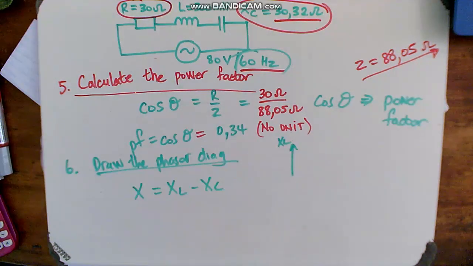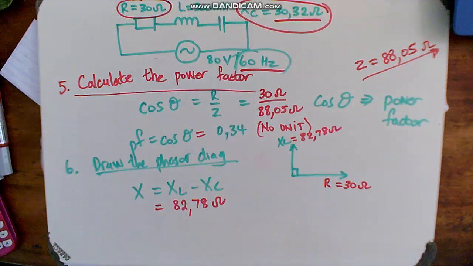Right, in question number 6, it says draw the phasor diagram. Remember that X is equal to XL minus XC. This means XL was larger. XL is always facing upwards. In other words, XL is on top. R will be your horizontal value. R is equal to 30 ohms. X is equal to 82,78. In other words, XL minus XC values. Okay, then we'll draw in the parallelogram to complete it off by drawing parallel sides. In other words, it's a rectangle, and then draw in the red line as the impedance, right?